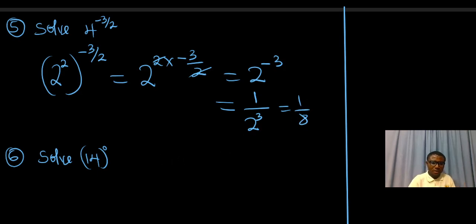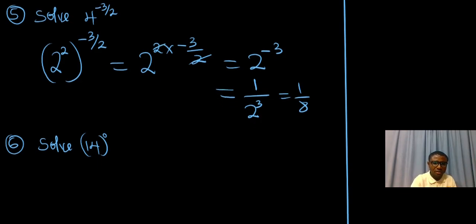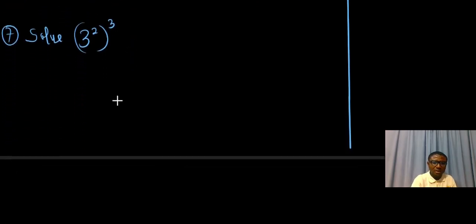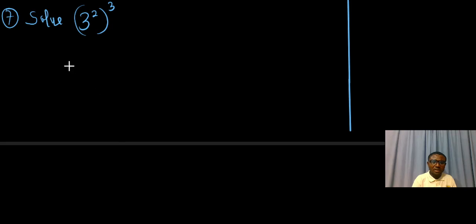Then for number 6, 14 to the power of 0 is 1. And for number 7, we have this. Don't forget a to the power of m, then to the power of n, will give us a to the power of m times n.